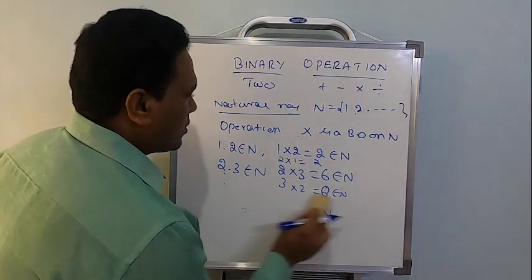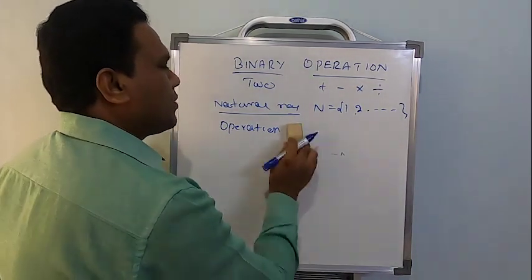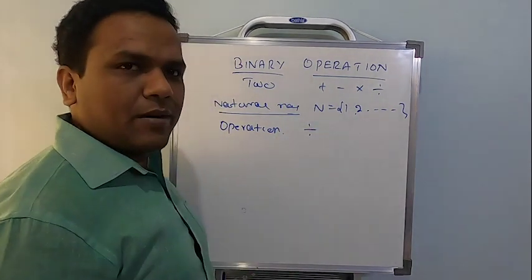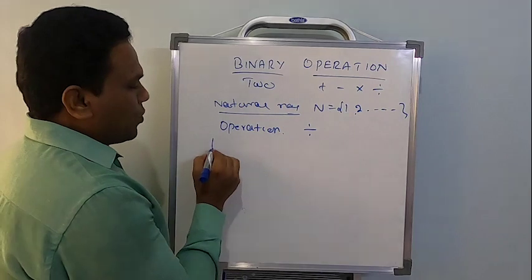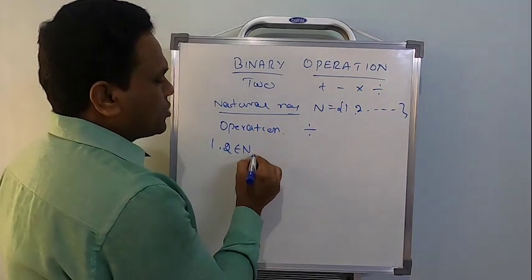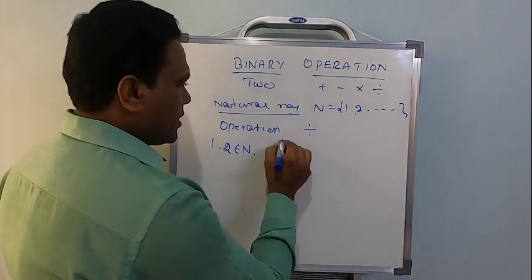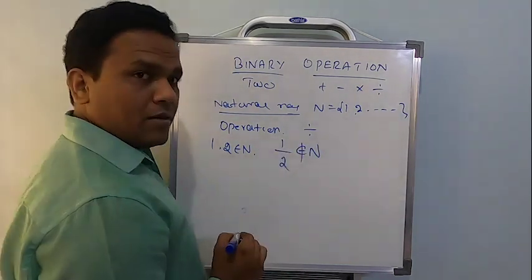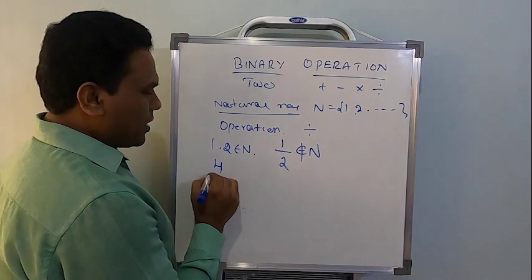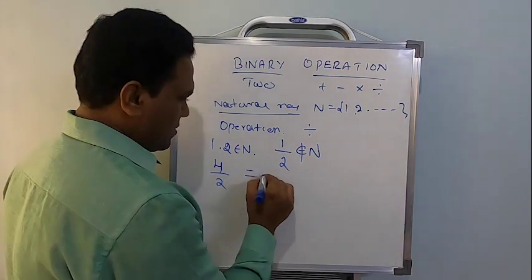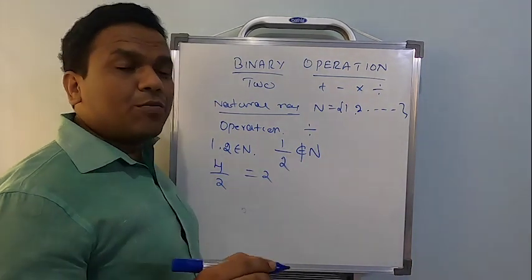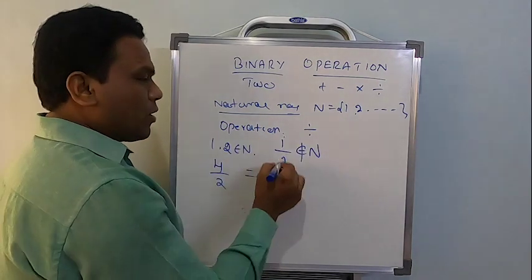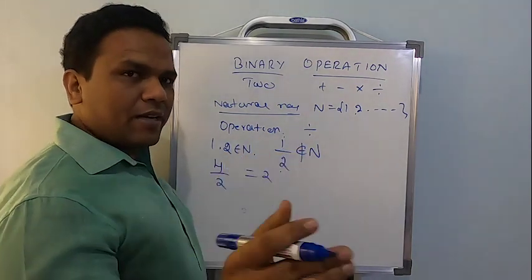Okay, now on the same set, I want to check one more. Let me consider division as an operation, right? Now 1, 2 belong to N. That means 1 and 2 are natural numbers. But what is 1 by 2? 1 by 2 is not a natural number, but sometimes it holds good. So what if I do 4 by 2? Yes, no problem. But if it has to be a binary operation, it should be true every time. Either you do 1 by 2 or 2 by 1, the resultant element should be a natural number.